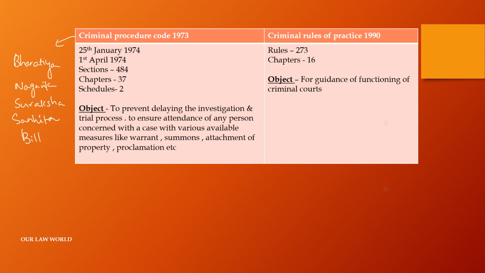Likewise, as with the Civil Rules of Practice, the same follows for the Criminal Rules of Practice. The Criminal Rules of Practice 1990 is to guide the functioning of the criminal courts and criminal procedures in the court. This act consists of 16 chapters and 273 rules.